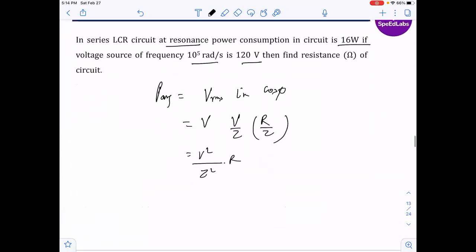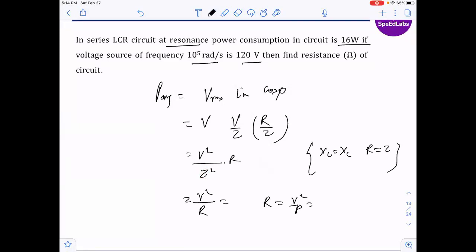So you will write V square by Z square into R. I know it very well. At resonance, XL equal to XC and R equal to Z. So it is simple, R equal to Z. Here you write R square, so the value is V square by R. You want to know the value of R, so R will be V square by P.